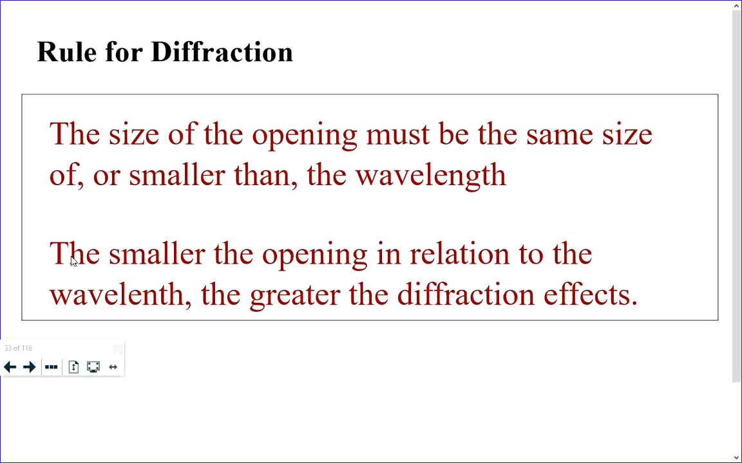How many of you, by a show of hands or a nod of the head, remember something about diffraction from Physics 20? It's like most of the stuff from last year, it's kind of a big haze.